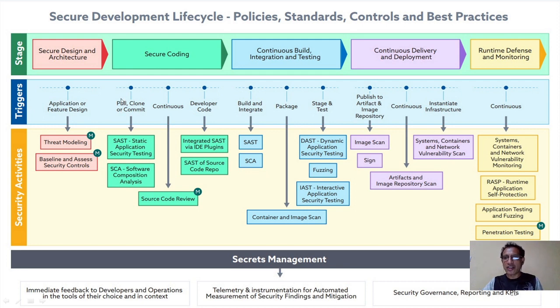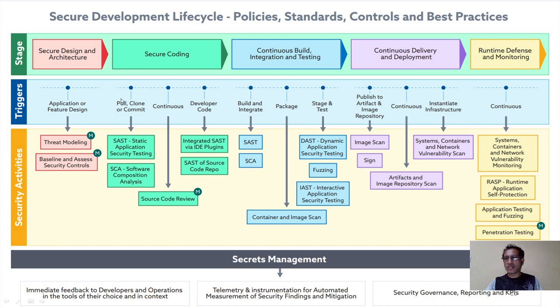Continuous infrastructure: systems constraints and network vulnerabilities scan. So there are many scan procedures going on during this phase. Image scans, sites and artifacts, and the image repository. The security part is covered from this stage, but this is also continuously happening. Ultimately we move forward to the next step, which is runtime defense and monitoring.